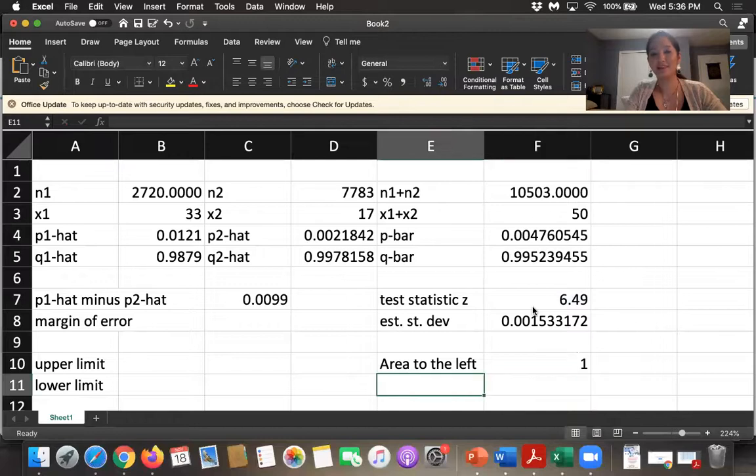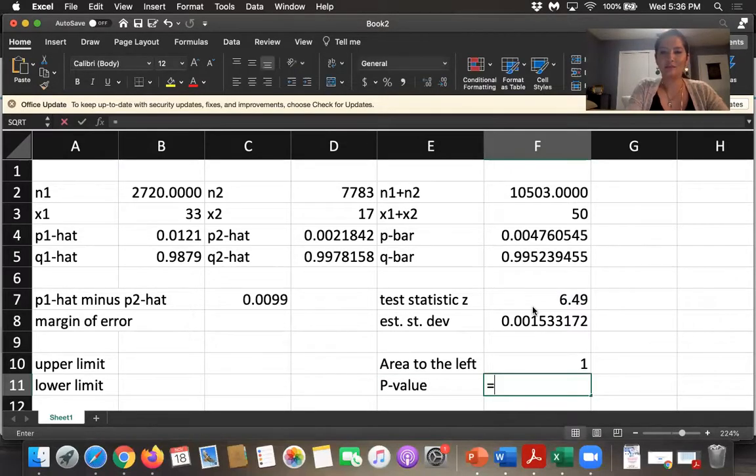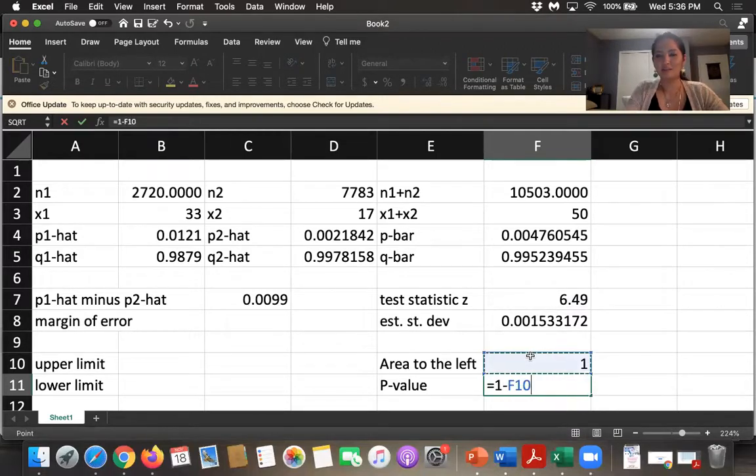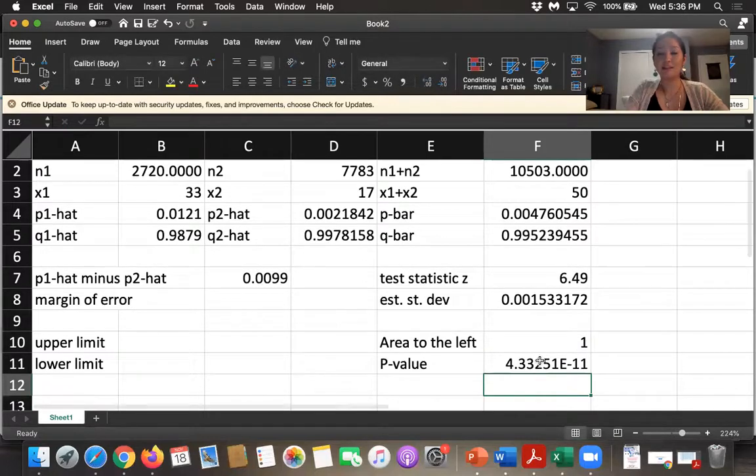And they say the area to the left is 1. So the p-value, which is the area to the right, is going to be 1 minus this answer. I'm wondering if it's just a decimal approximation, so I'll actually do the computation, and there we get our p-value. So the actual p-value is tiny.